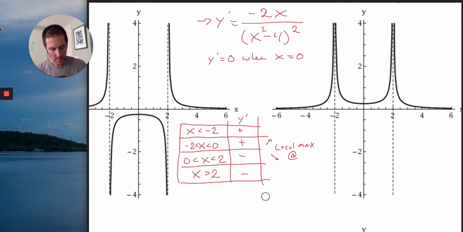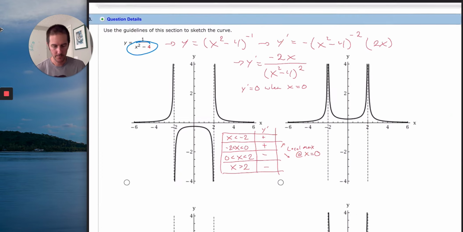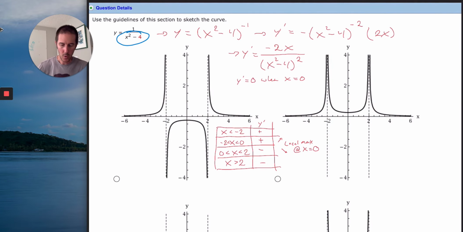And when does that local maximum happen? At the x value of 0. That's when the local max happens. What is the local maximum? We would have to take the 0 value and plug it back into the original equation. Y equals 1 divided by 0 squared minus 4. So the denominator is -4. You've got -1/4, or 1 over -4.